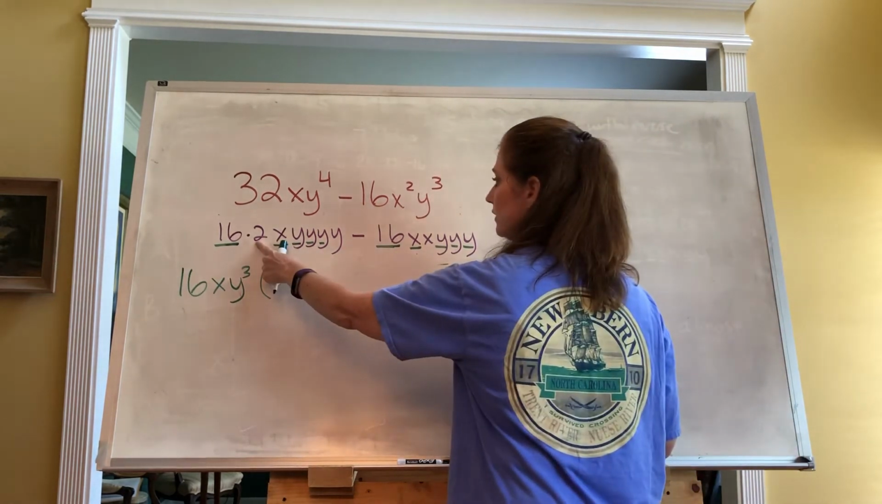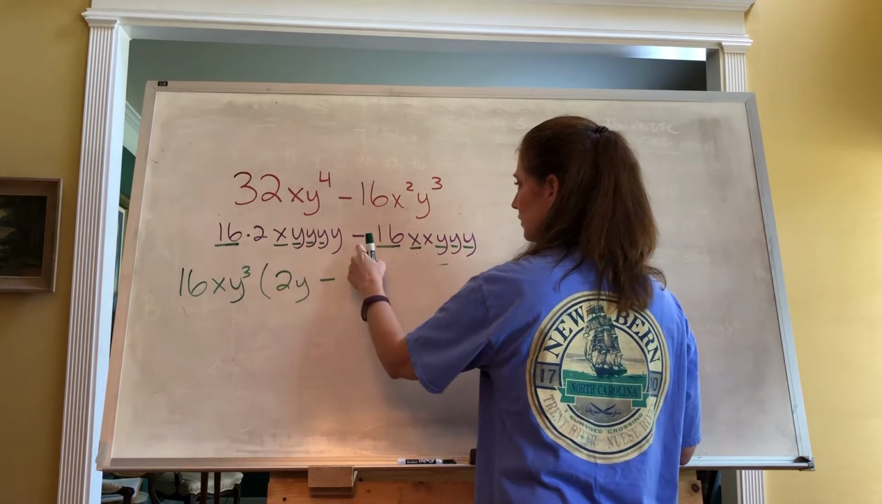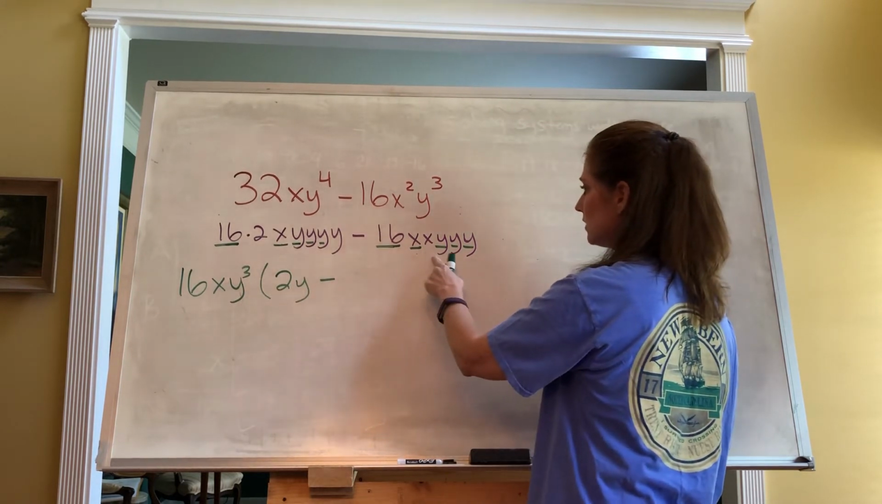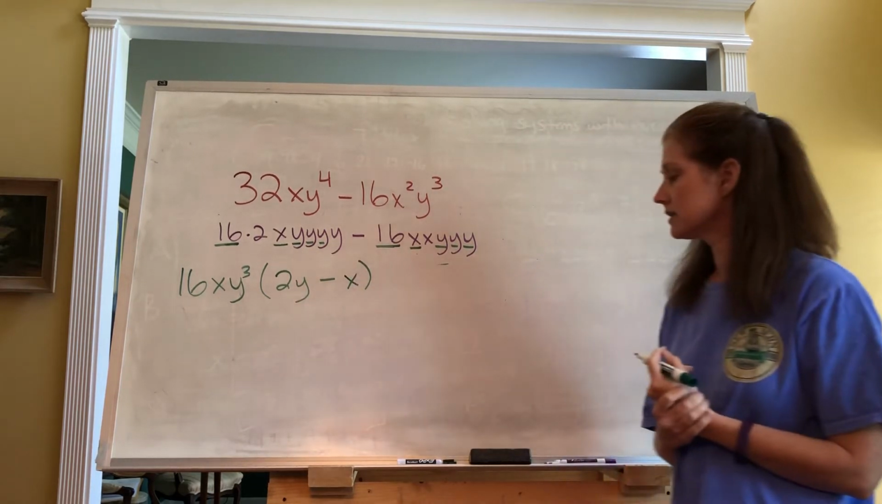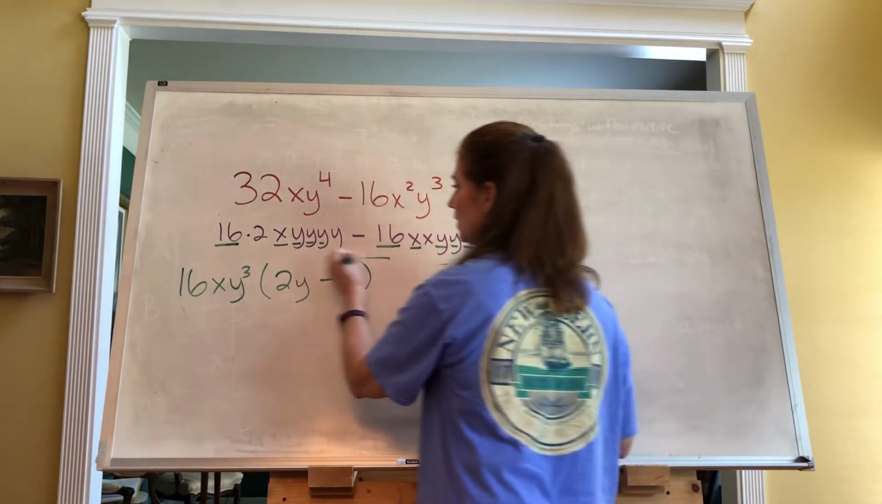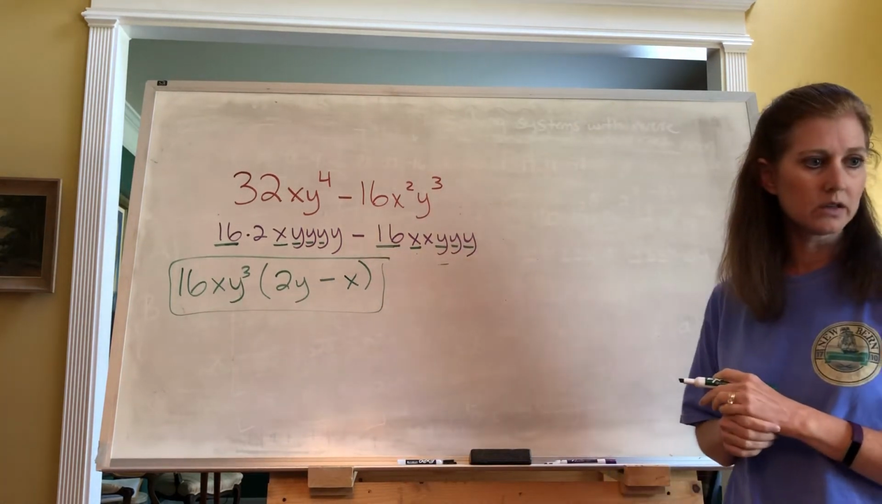Over here, I have left 2y. We got a minus sign, and over here, all we have is x left. All right, and so that would be the answer to that one.